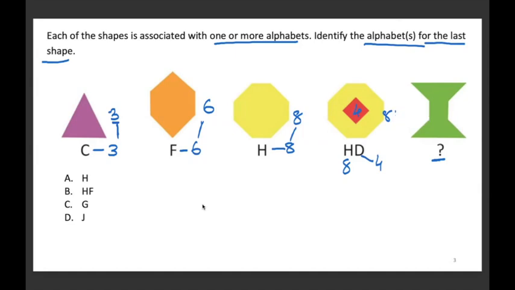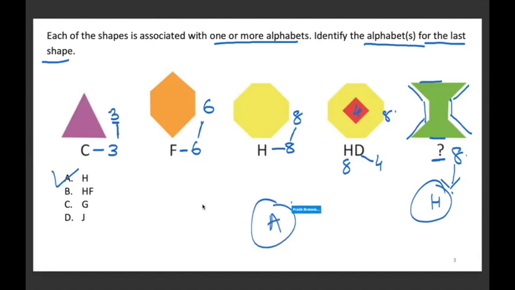In the question figure that we have to find, we have an 8-sided figure: 3 on one side, 3 on the other side, 1 on top and 1 on bottom. So it's an 8-sided figure. So the letter corresponding to that is H. Hence, option A is the correct answer. Okay, we'll move to the next one.